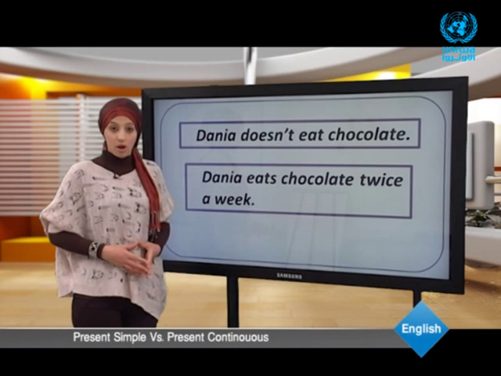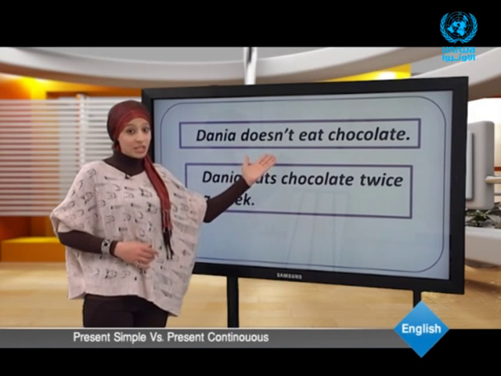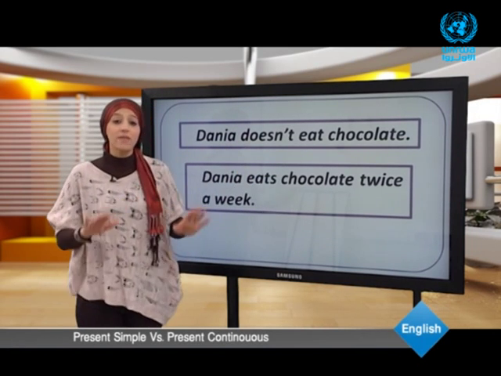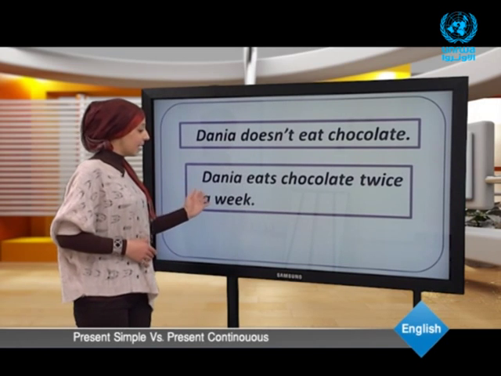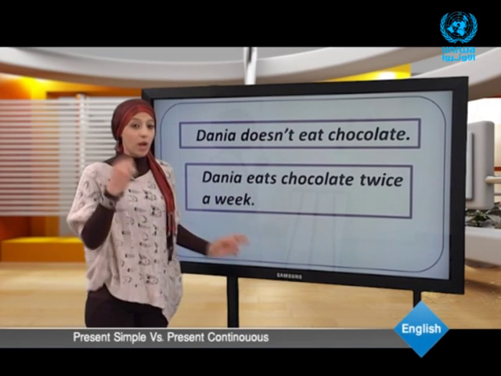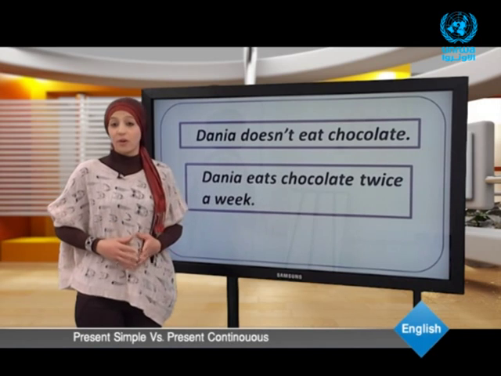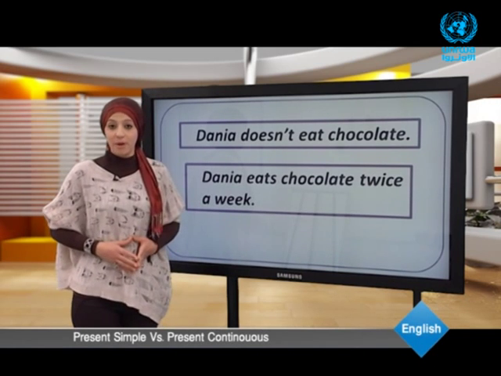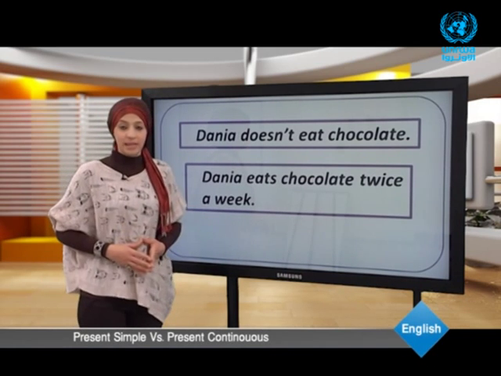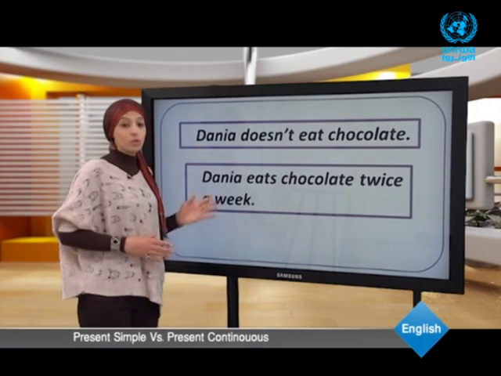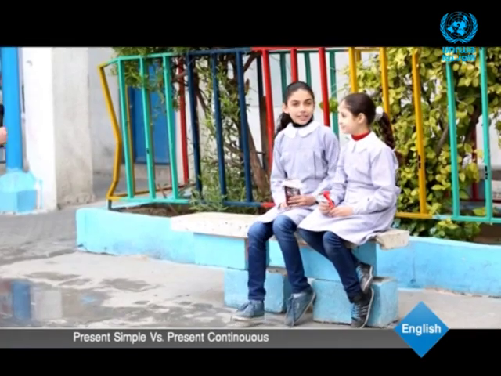The sentences are, Dania doesn't eat chocolate. She never eats chocolate. Dania eats chocolate twice a week. What is the correct sentence? Do you remember? Let's go back to Dania and listen to her to choose the correct sentence.